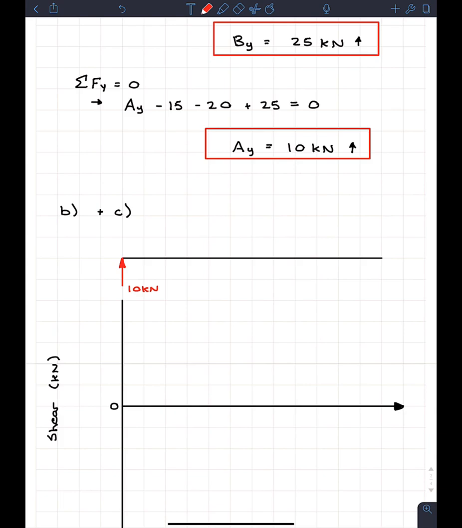And then I know at 2 meters across, we have 15 kilonewtons coming down like this. So right here, I'm going to put 15 kilonewtons. 2 more meters, we have that concentrated moment like this. And this moment is 20 kilonewton meters.